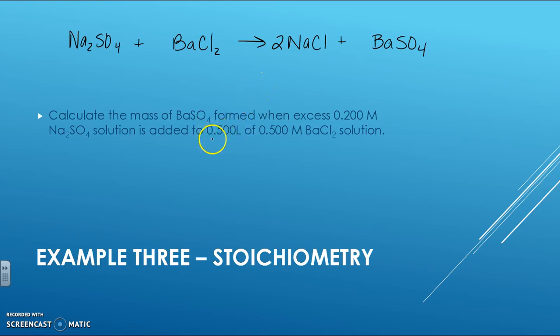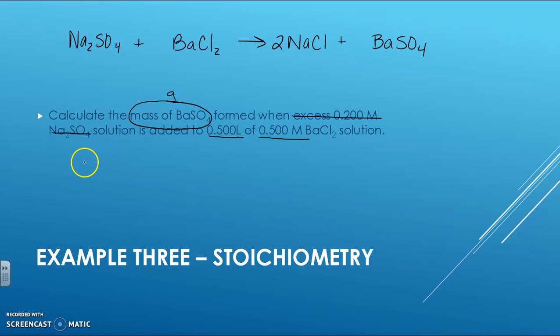Okay, so we know that we've got 0.500 liters of this that's being added to this, and they want to know what is the mass of BaSO4 formed when excess of this is added. Now it says excess, so guess what? Don't get confused by that. It's just saying it's an excess. Don't worry about it, right?